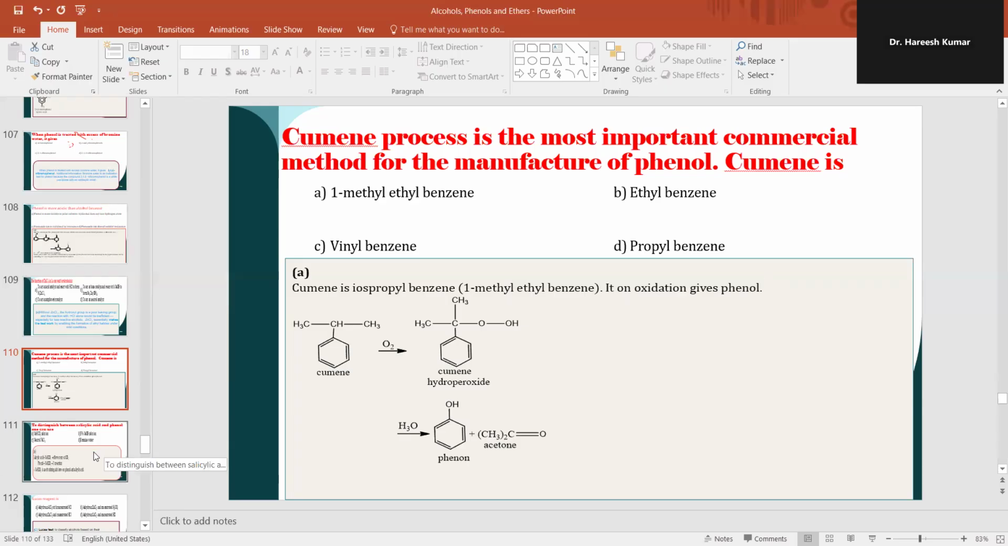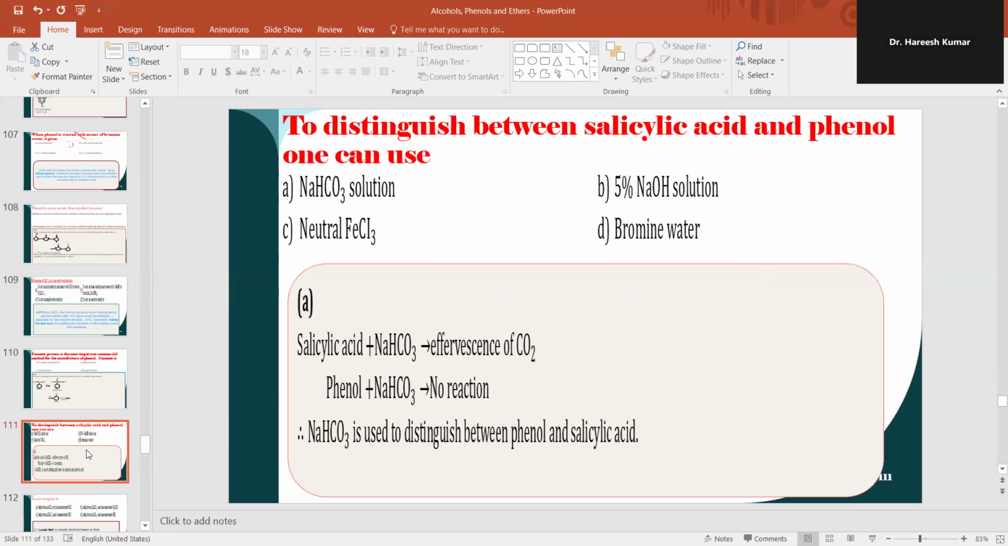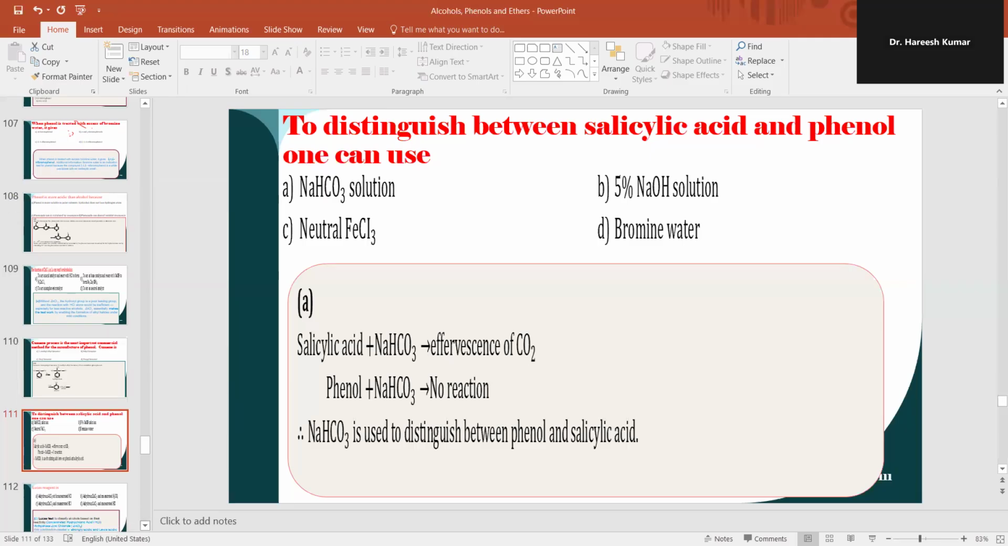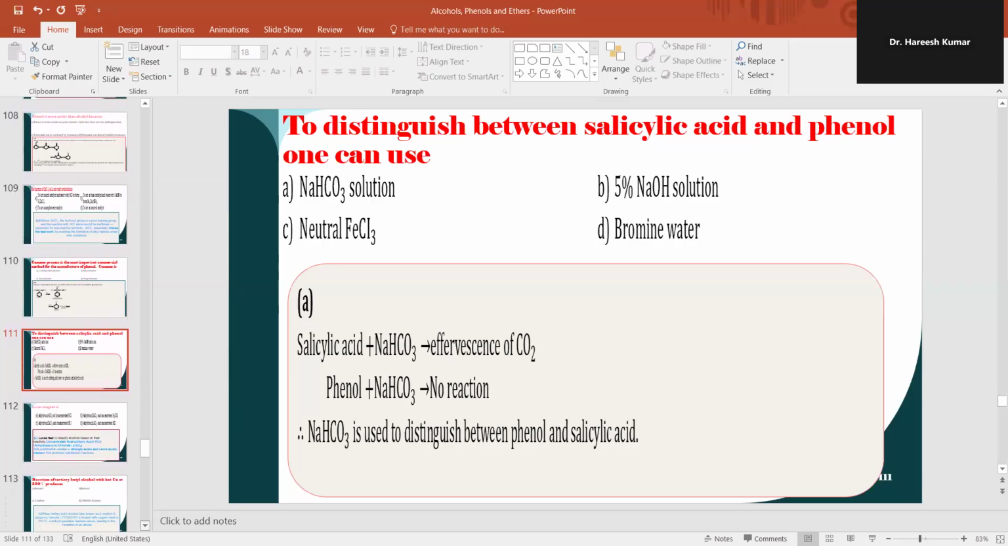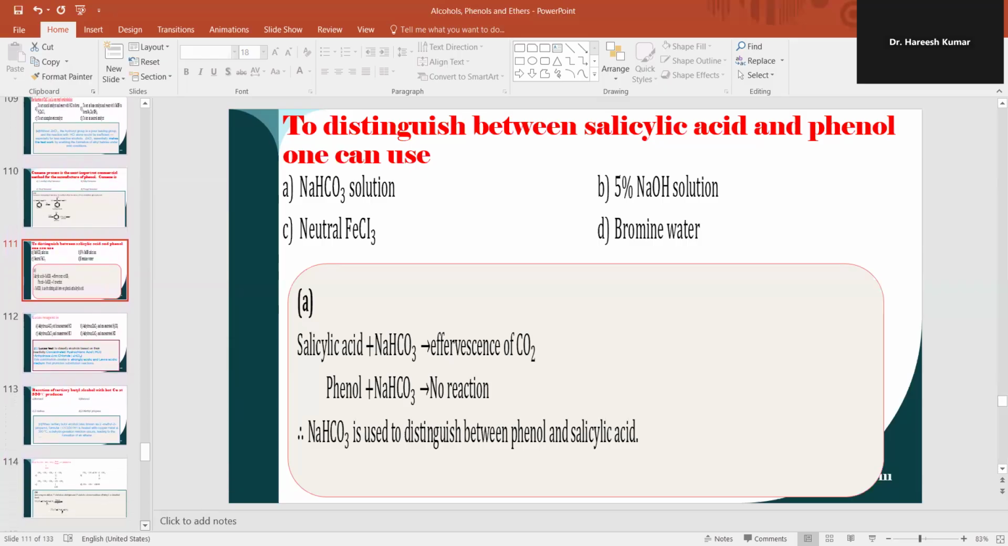Let's take another reaction. To distinguish between salicylic acid and phenol, one can use sodium bicarbonate solution because sodium bicarbonate solution, when it is treated with salicylic acid, produces carbon dioxide. It is a gaseous one and there is bubble formation in the reaction.